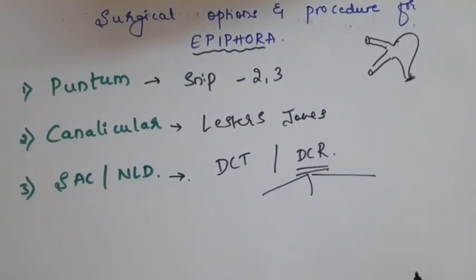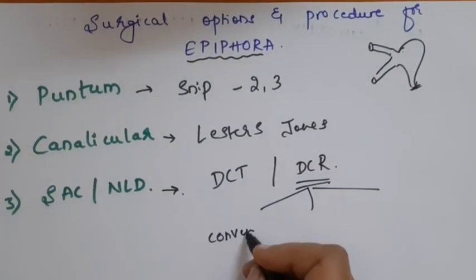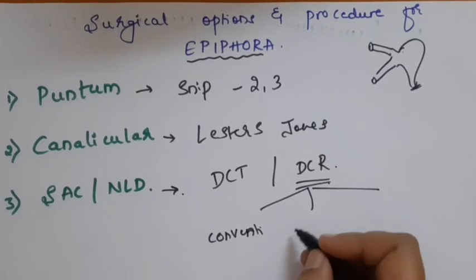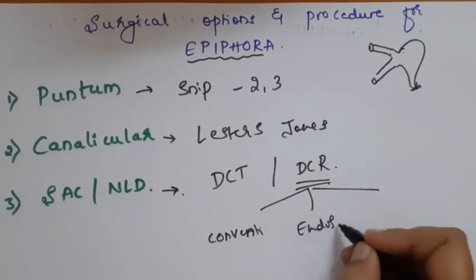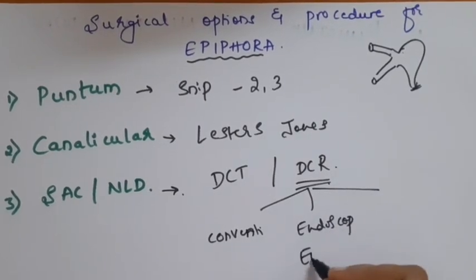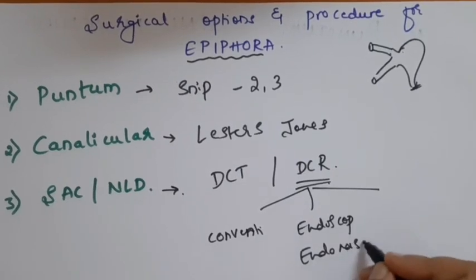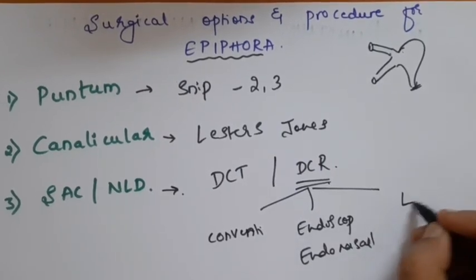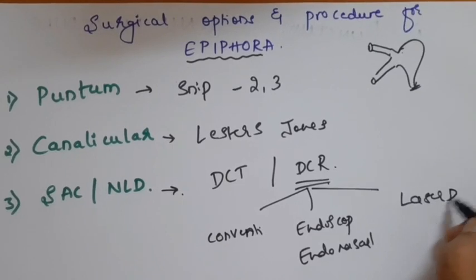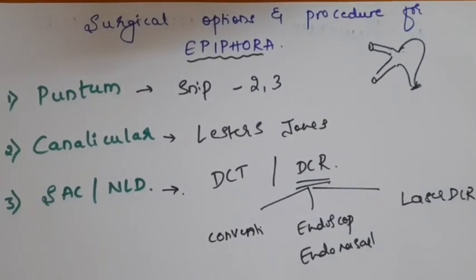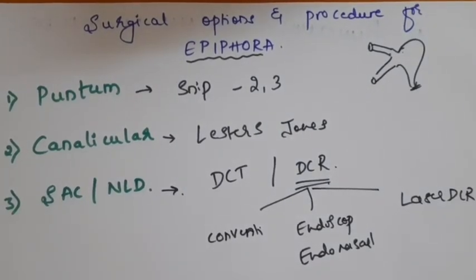And in the DCR, we have various approaches like conventional DCR or the external DCR, endoscopic DCR, also called endonasal DCR, and the third one is the laser DCR. So these are the various types of DCR procedures. So let's discuss each one by one now.